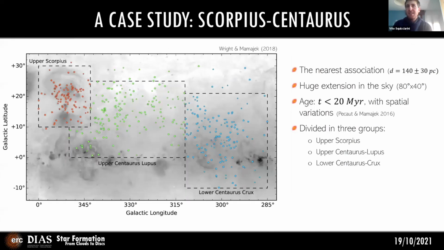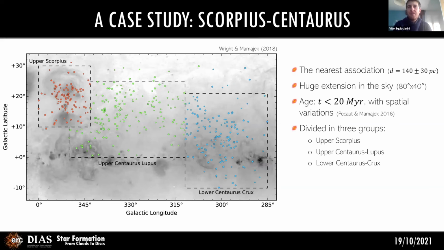Just to have a practical idea, we focused on a case study that is Scorpius Centaurus. It is the nearest association to the Sun with a distance of about 140 parsecs. And it has an age of less than 20 million years with a lot of spatial variations. And it is classically divided into three groups that are Upper Scorpius, Upper Centaurus Lupus, and the Lower Centaurus Crux.